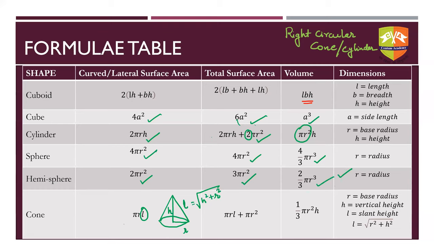And for the cone, curved surface area is pi R L, plus pi R square gives the total surface area, and the volume is 1/3 pi R square H. If you see, this is 1/3 of the volume of the cylinder, right? R is the base radius, H is the vertical height, L is the slant height, and L is under root R square plus H square. So with this slide, you don't need any further gyan on this.